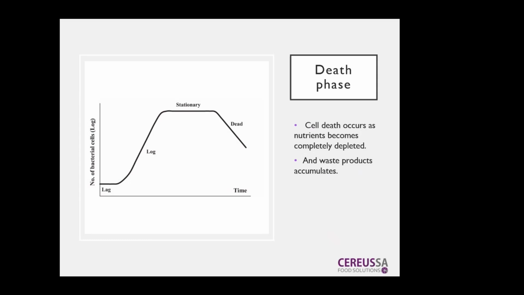The last phase is called the death phase. Cell death starts to occur as there's no more food left for the microorganisms and the amount of waste products just accumulates, and the number of bacteria will start to decline. This is called the death phase. So microorganisms move through this typical growth curve with the 4 different stages.